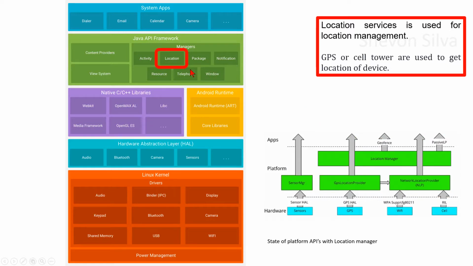Now we are considering location manager. Location services are used for location management. GPS or cell tower are used to get the location of the device. Here you can see the state of platform APIs with location manager.